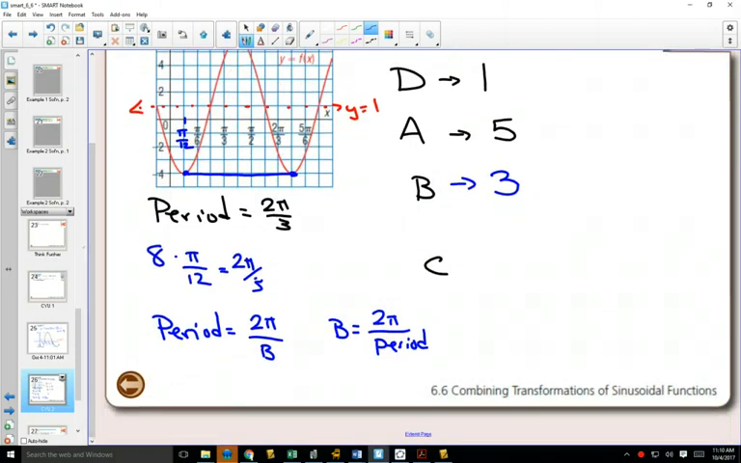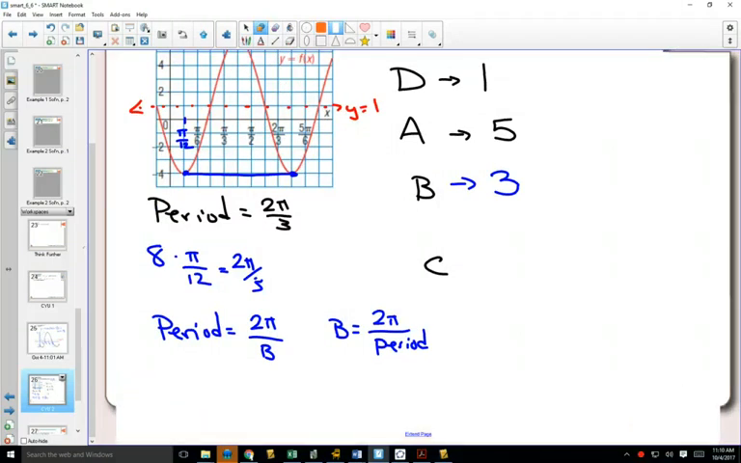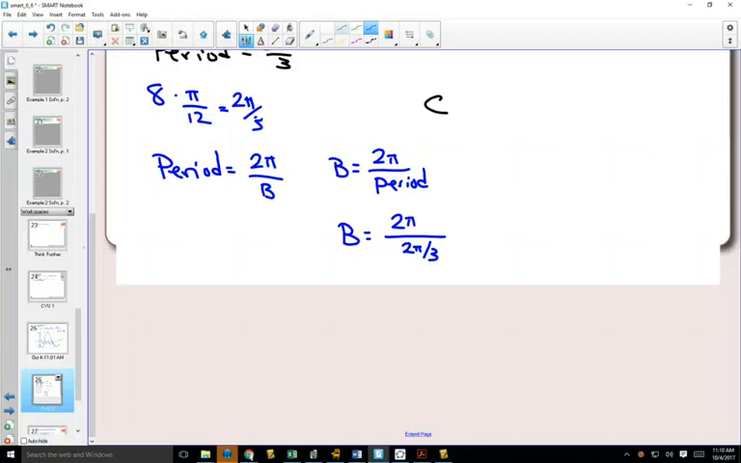In this case, you would say, well, b is equal to 2 pi divided by my period, and my period is 2 pi over 3. How do I divide by a fraction? I multiply by the reciprocal.